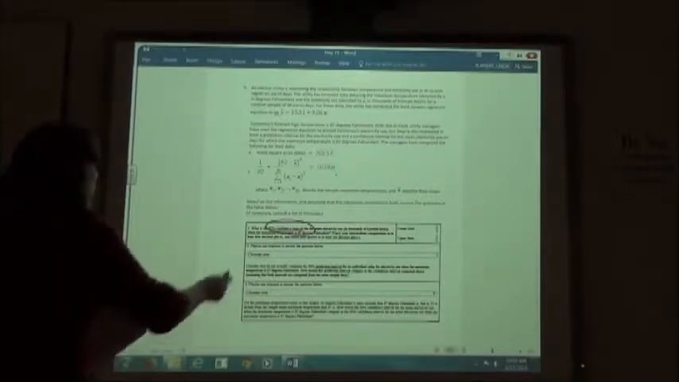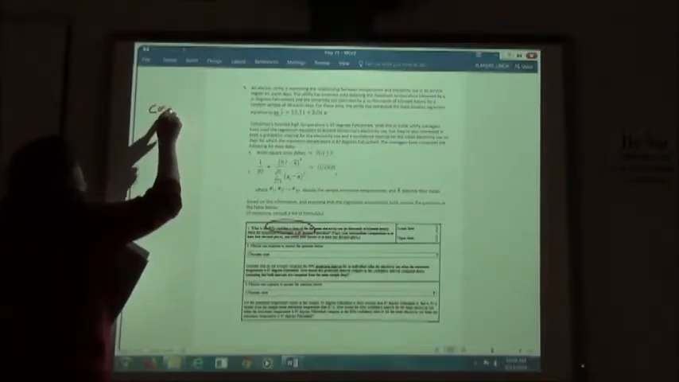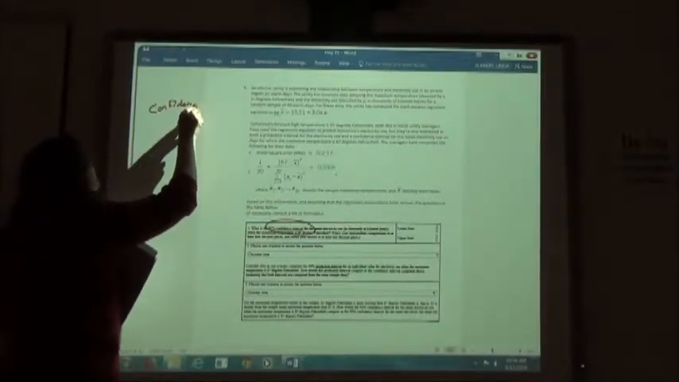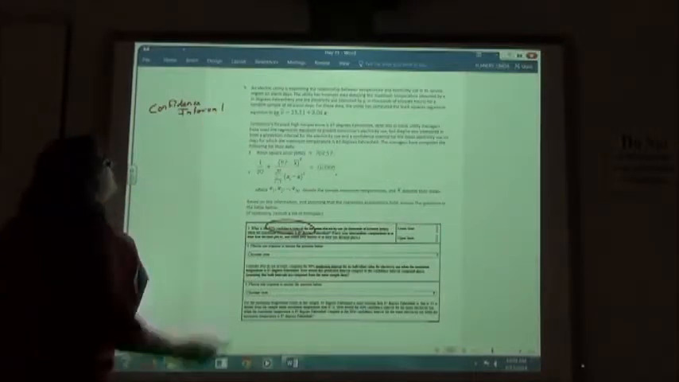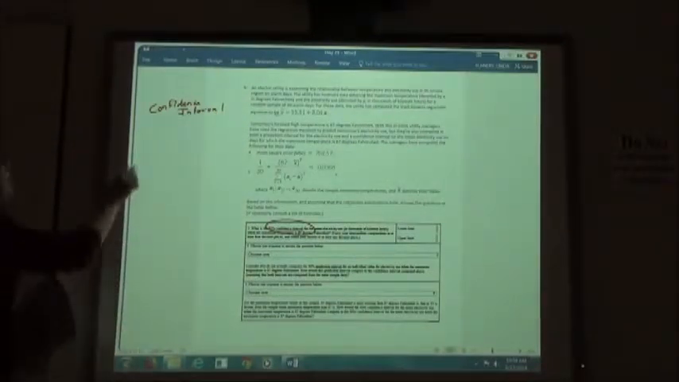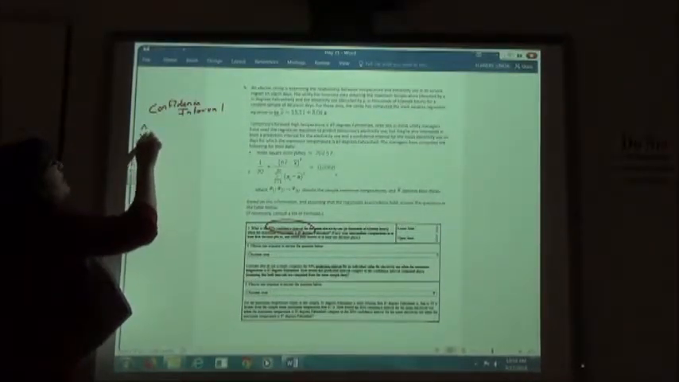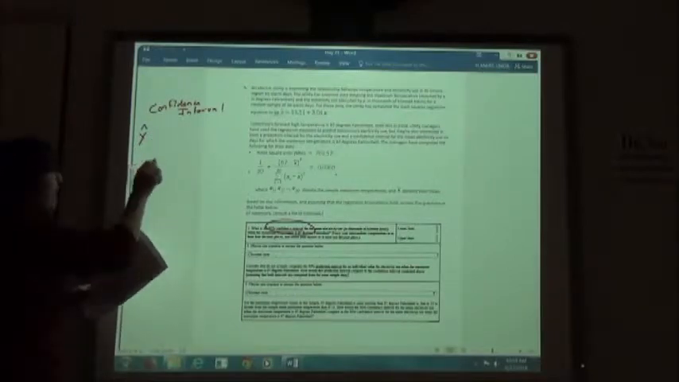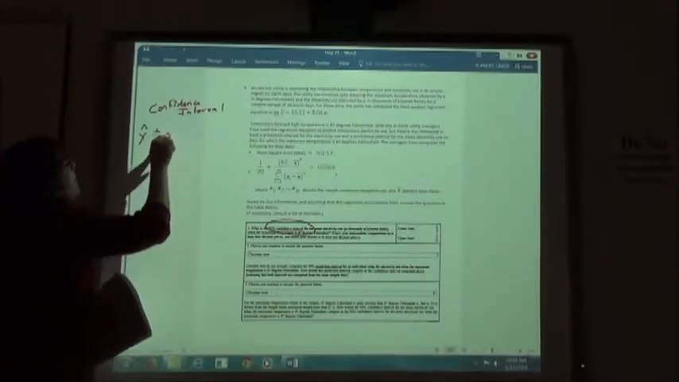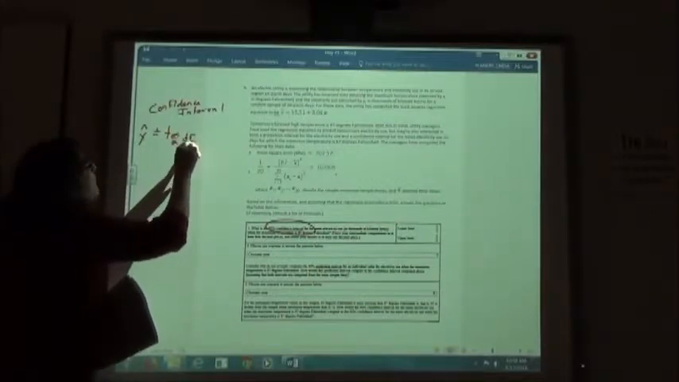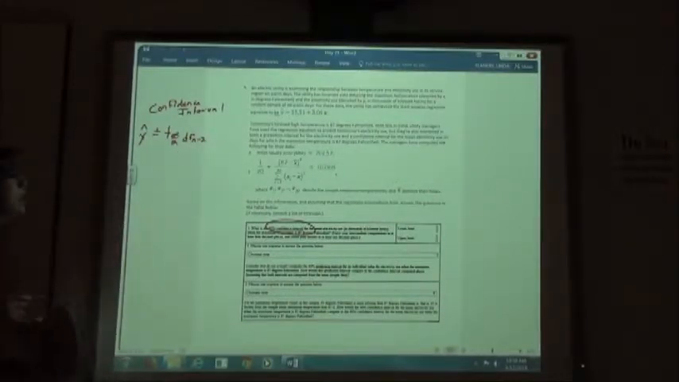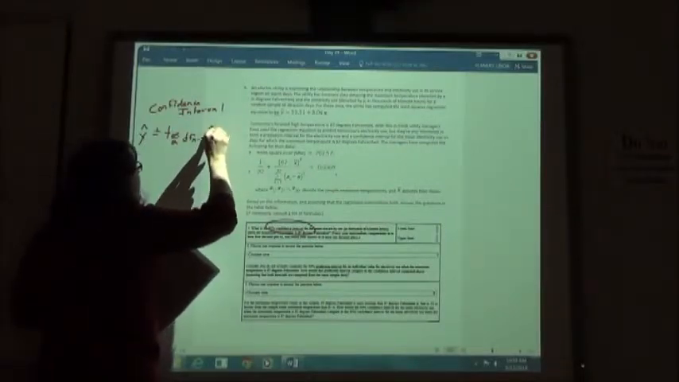So this time, when we do the confidence interval, if I can squeeze the formula in there. Again, we start with y hat. Then we have our plus or minus. And our t alpha divided by 2 with our degrees of freedom, which is n minus 2, just like we did before. We're going to take that times s.